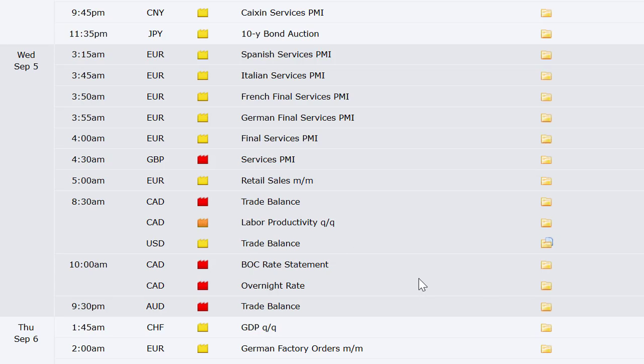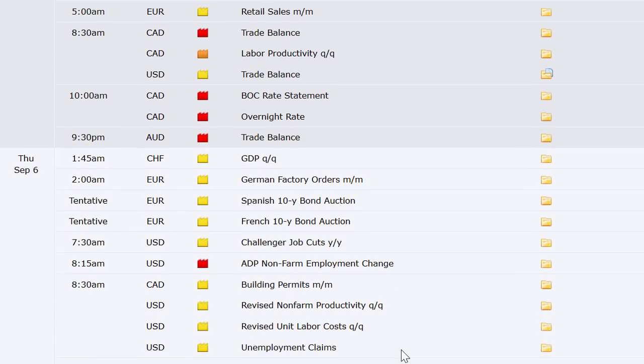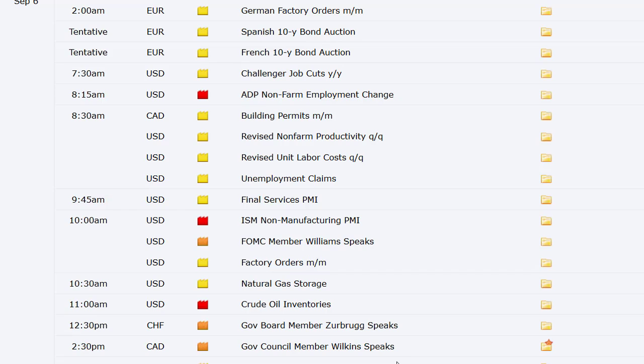Canada and the U.S. both do their trade balance on Wednesday. That's one of our big three each month. So even though we'll still be half size anyways, because I doubt we'll be out of summer doldrums within a day or two, we would be less than half size then with that trade balance number. Bank of Canada does their rate announcement at 10 a.m. Eastern time on Wednesday. Australian trade balance that night.